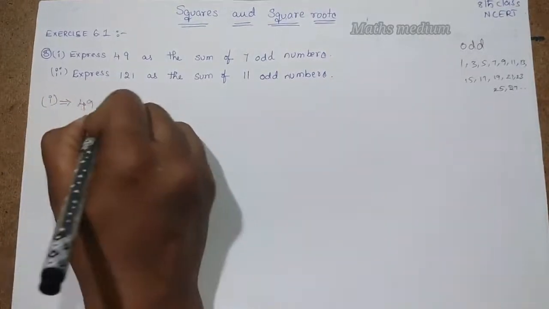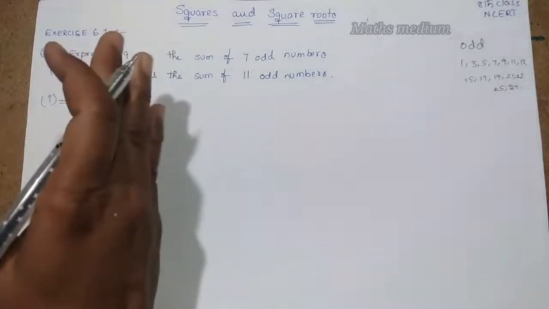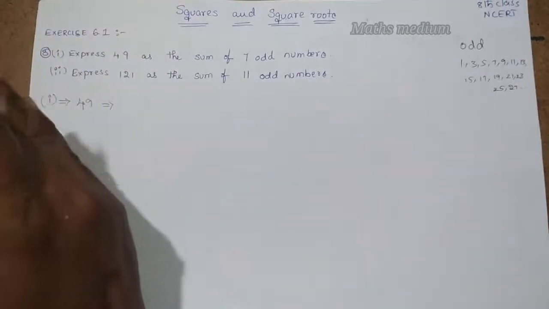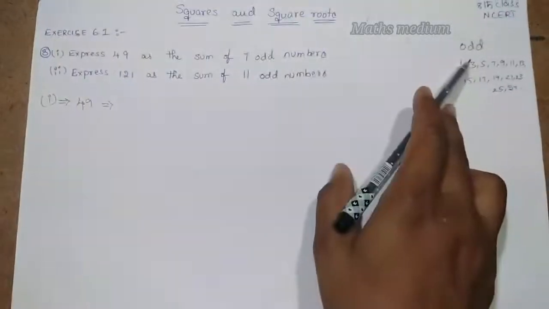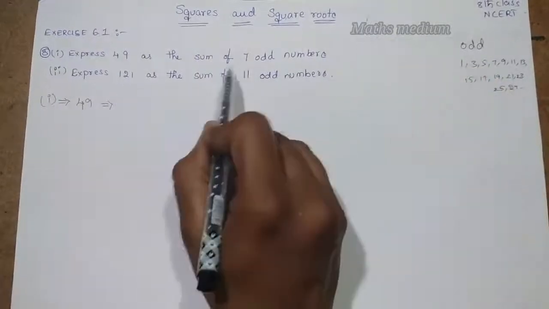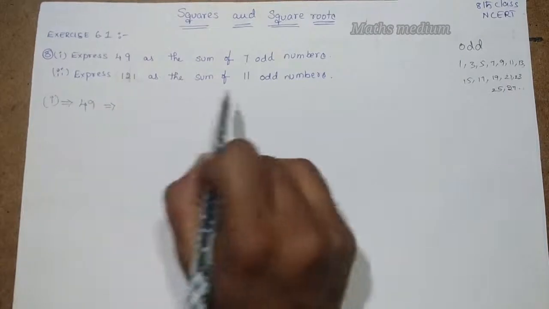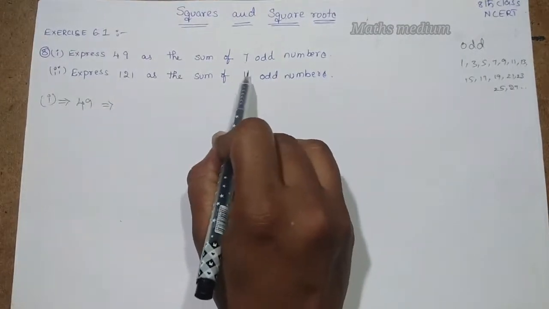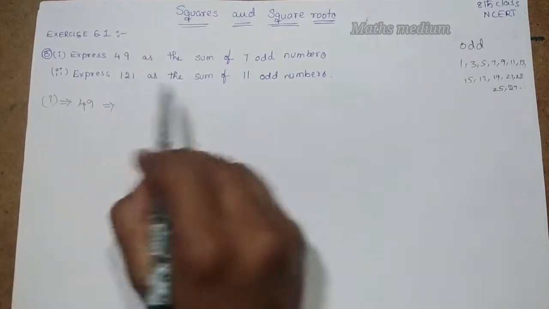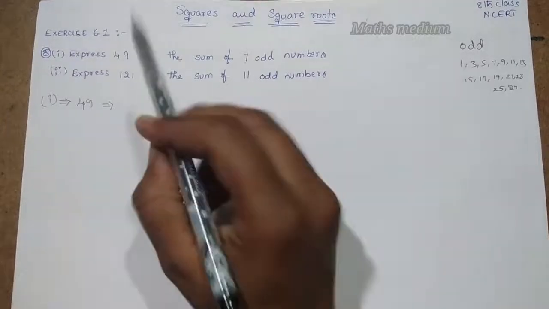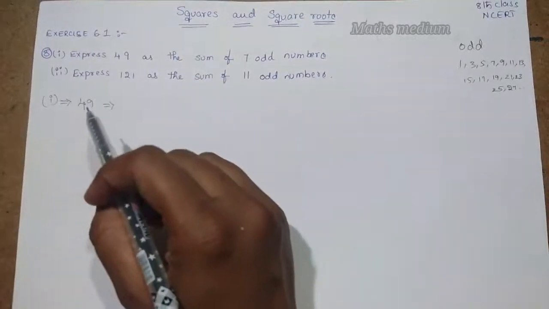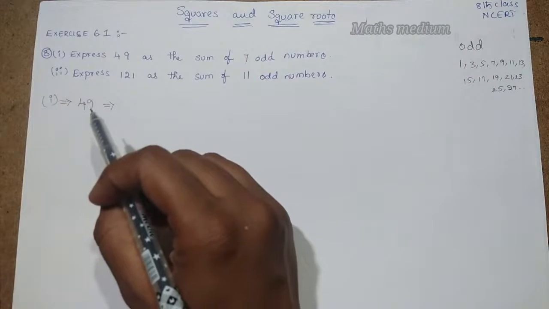question 49. We know the property of squares: if we add the first 7 odd numbers, starting from 1, then we will get 7 square here. 7 square is nothing but 49. If you add 11 odd numbers, we get 11 square, 121. So this is the relation according to the properties of a square. Check the description box for the properties of the squares.